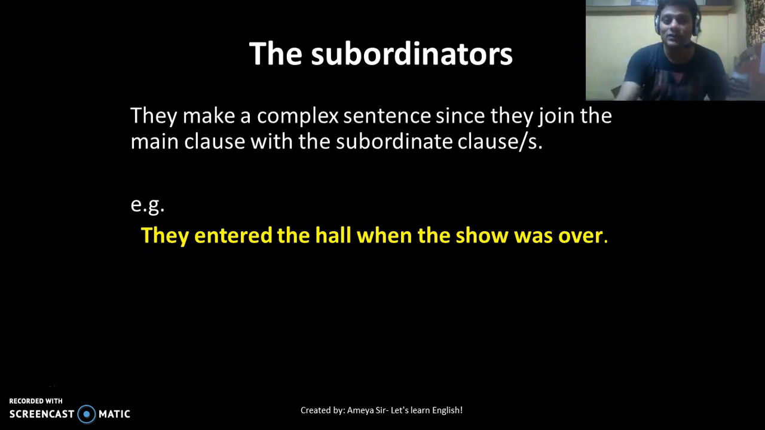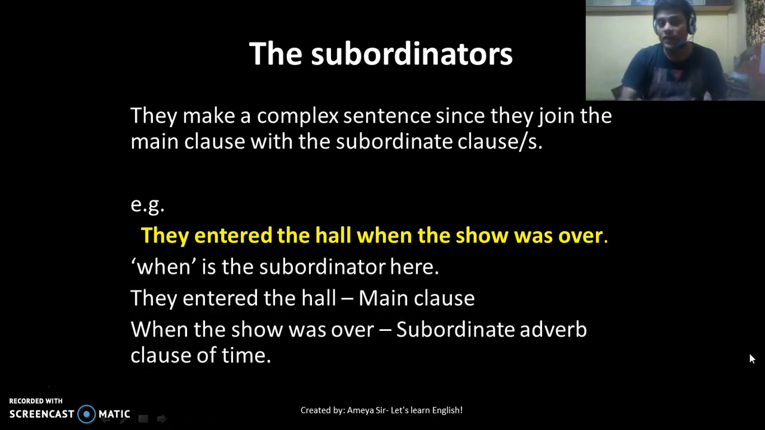Now here you can clearly see that the word when is the subordinator. It tells you the time. They entered the hall. That part can stand by itself. It's the main clause. And the subordinator initiates the subordinate clause here, when the show was over. So, subordinate adverb clause of time. This makes it a complex sentence. I repeat, when you use a subordinator, you've made the line complex. When you use a coordinator, you have made the sentence compound, rest assured.